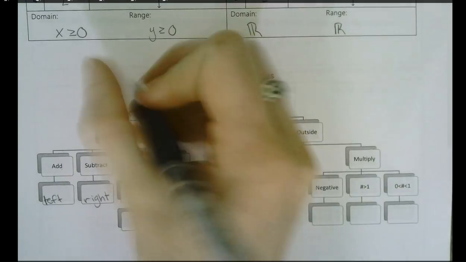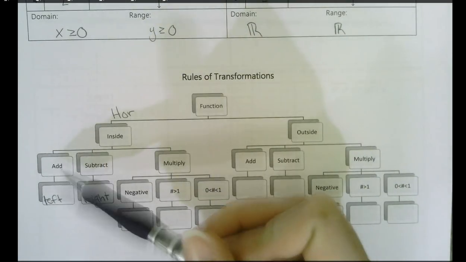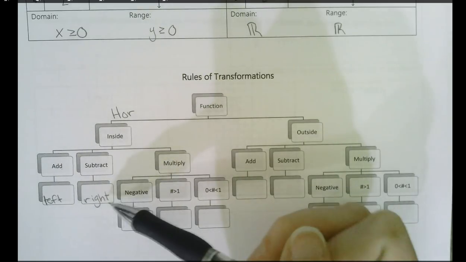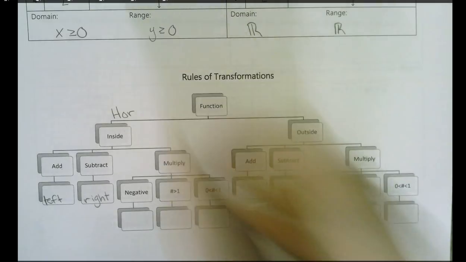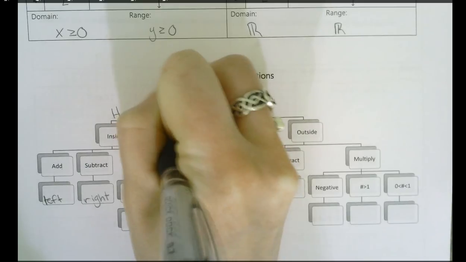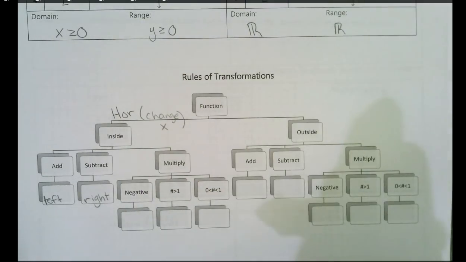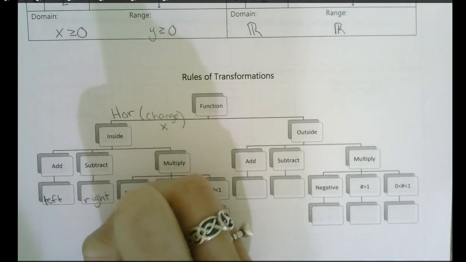Never forget that your horizontal always is going to do the opposite of what you're expecting. So if I'm adding something, it shifts it to the left. Subtract, it shifts it to the right. That also affects things when we multiply. With horizontal, we are always changing x. So remember, our negatives, those are our reflections.